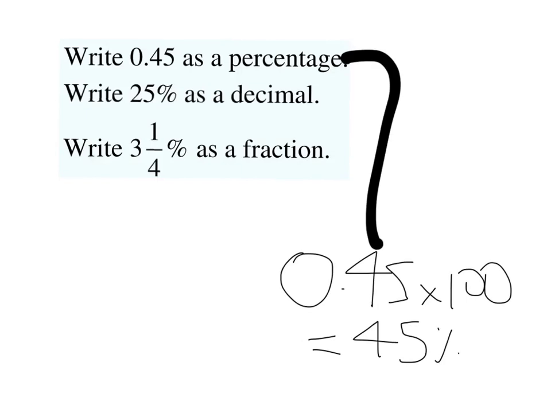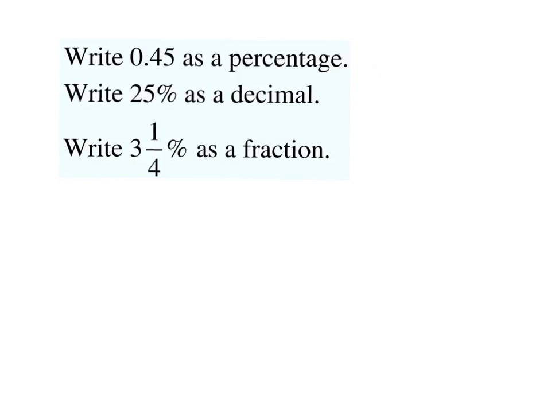It's pretty straightforward. So 0.45 is a decimal. How do I get it into a percentage? Multiplied by 100. You should be able to do that by simply looking, because all you're doing is moving the decimal point 1, 2 to 45%. Okay, so that's going into a percentage. I multiply.